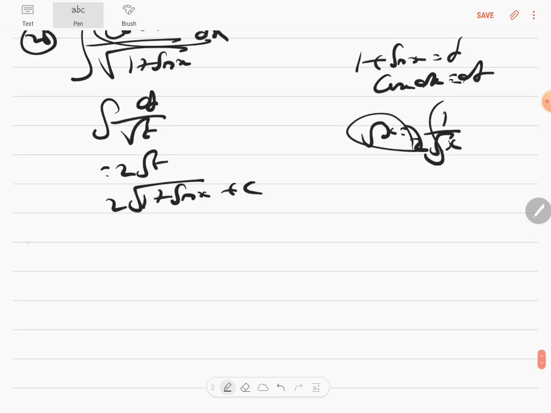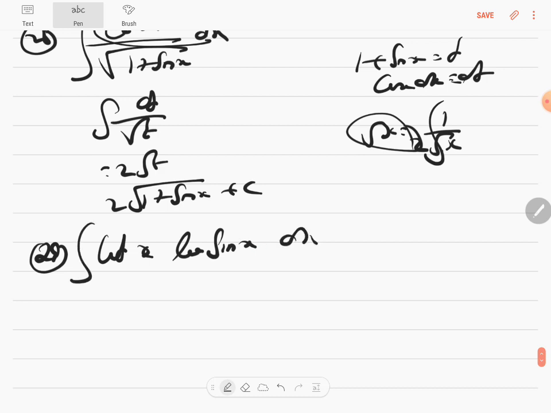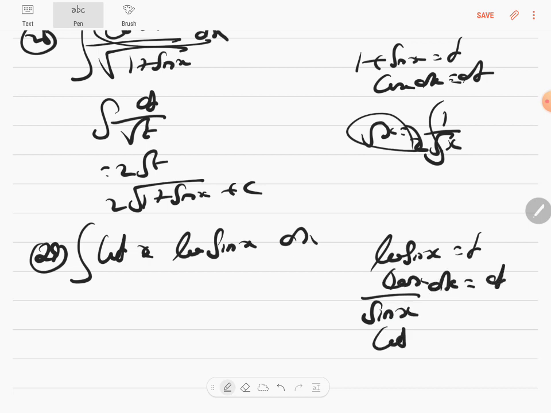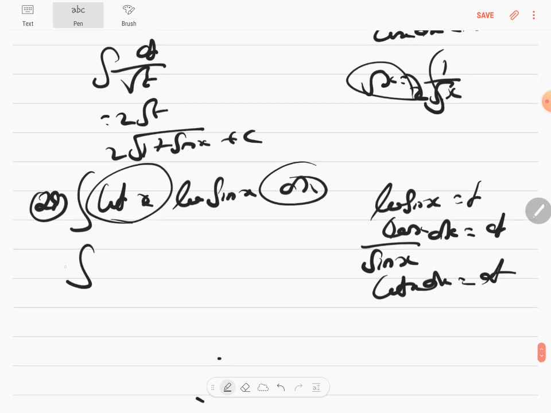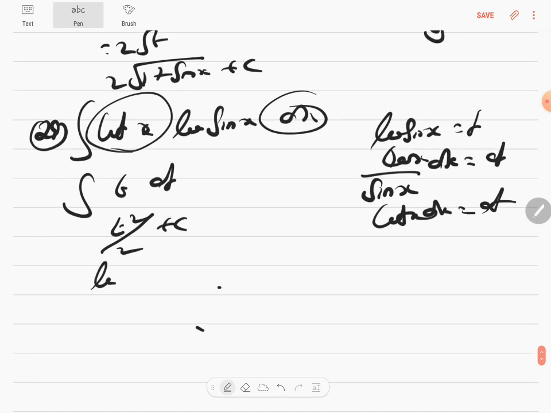So let's go to 29th question. Cot x into log of sin x into dx. Take log of sin x as t, in which 1 by sin x into cos x into dx will become dt, which is cot x dx itself is dt. Cot x dx is replaced by dt. Then t into dt, which is t square by 2 plus c. What is t? Log of sin x the whole square by 2 plus c.